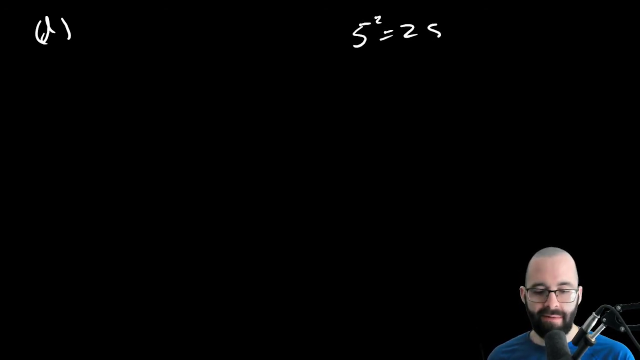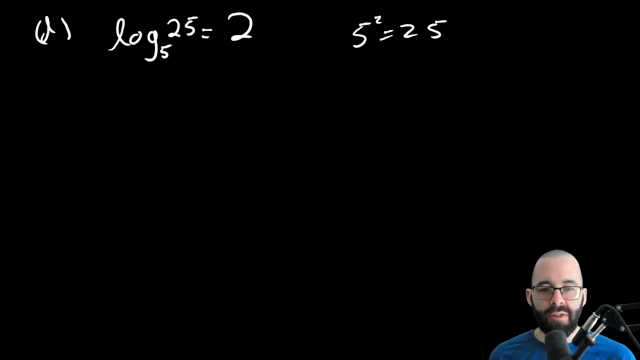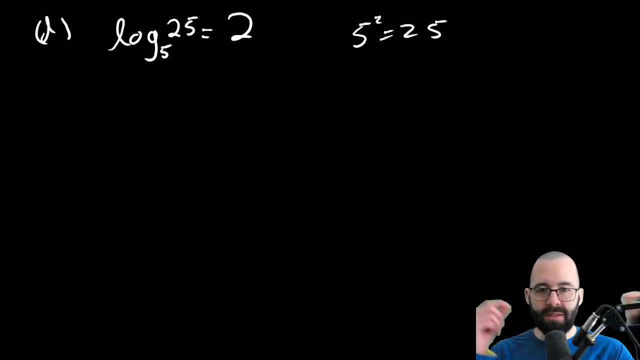Part D. 5 squared equals 25. Same thing. What's the base of the logarithm? It's the same as the base of the exponential function. The input of the exponential function becomes the output of the logarithm, and the output of the exponential function becomes the input. Inverse functions are all about switching inputs and outputs.